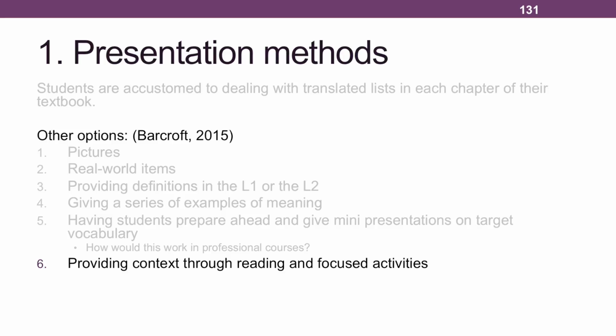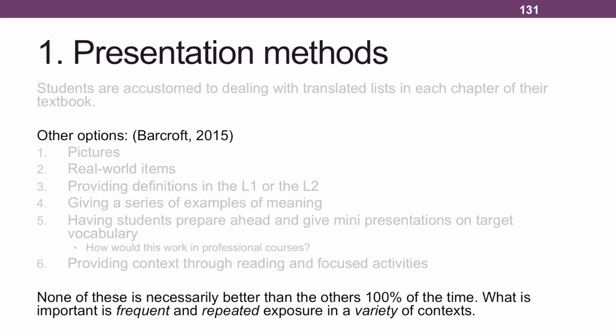But what's important is to not just do one of them. Don't rely on just one. Try to vary this as much as possible. Because if they run into the same word in each of these contexts, they're much more likely to know it. One, because they saw it many times. And two, because they've had to process it in a lot of different ways.